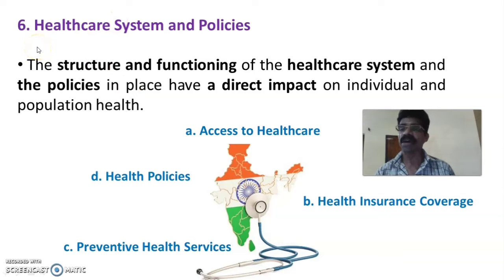The sixth major factor is the healthcare system and national health policies, the various health policies in the state or the country. The structure and functioning of the healthcare system, or healthcare delivery services, in the state and country, and the various health-related policies in place, have a direct impact or influence on the health of individuals, the population, and citizens.